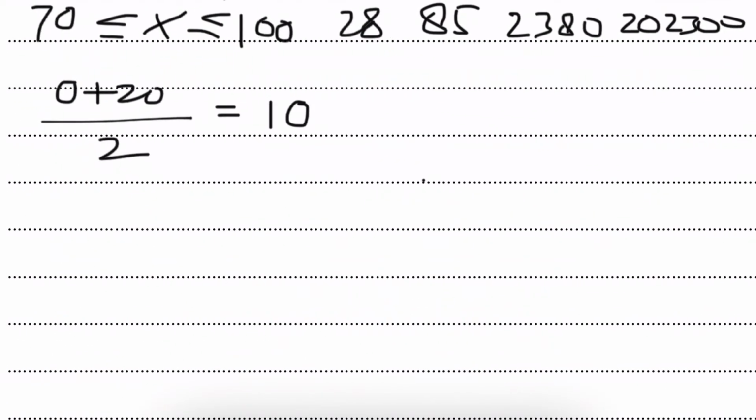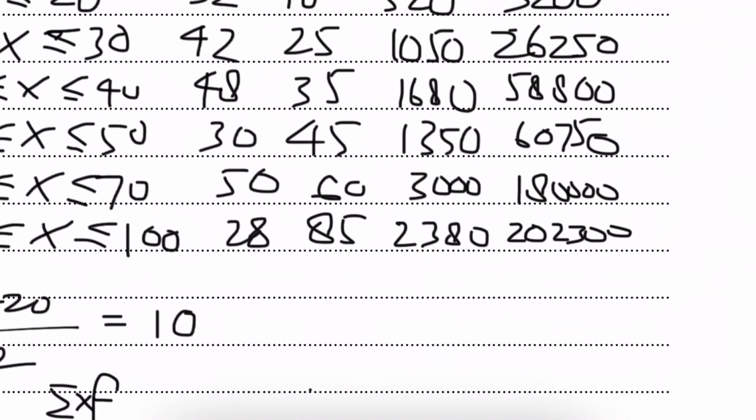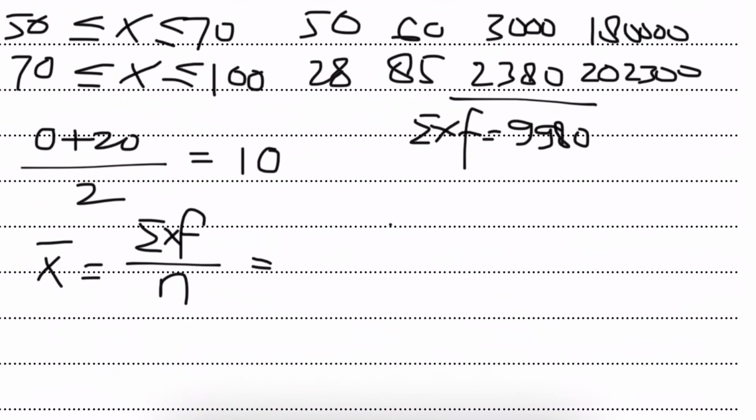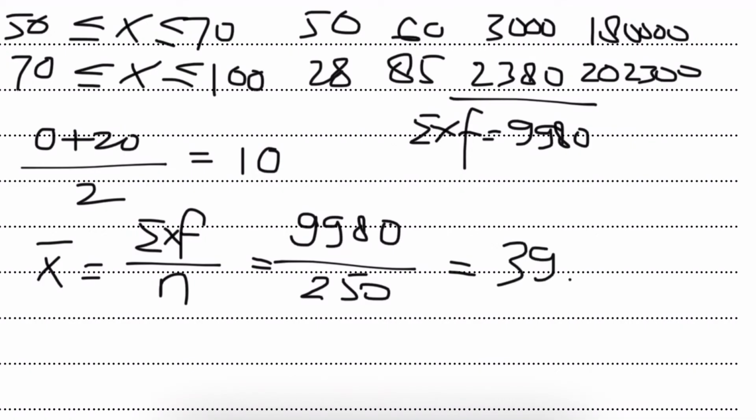To calculate the mean, you have to have the sum of xf divided by n. So if you add everything here together, the sum of xf will be 9980. So 9980 divided by 250 is equal to 39.9 millimeters.